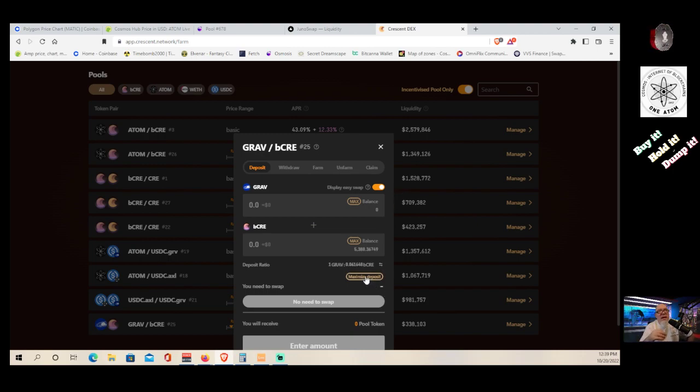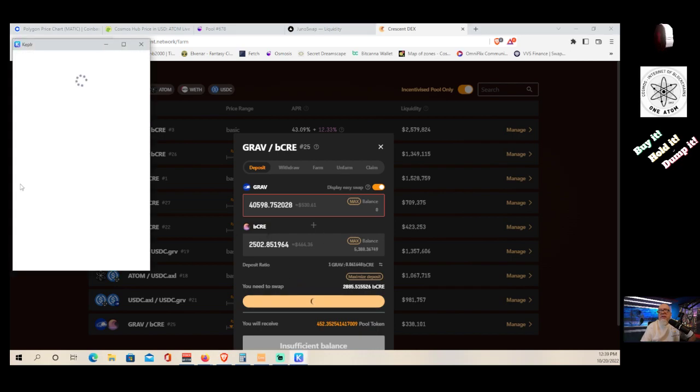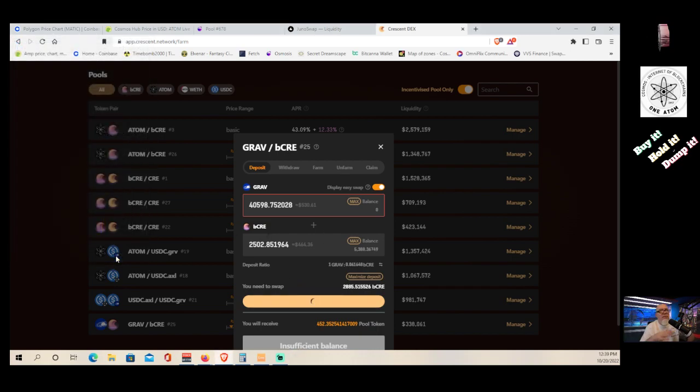You see that one that says maximize deposit? Even though I only have one side of this, I can go ahead and get it done anyway, just with a simple swap just like that. Maximize the deposit. It's going to break half the bCRE into Gravity Bridge. We're going to hit the swap. We're going to pay the gas fee. Again, a very, very small gas fee, and off it goes.